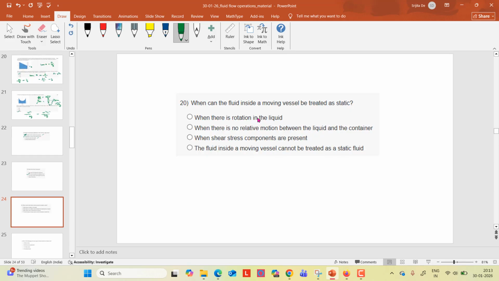Next, when can the fluid inside a moving vessel be treated as static? When there is a rotation in the liquid, which is not true. When there is no relative motion between the liquid and the container, this is true. When shear stress components are present, this is also not true. The fluid inside a moving vessel cannot be treated as a static fluid. Yes, because fluid, it is true actually, but this is not true for static fluid.